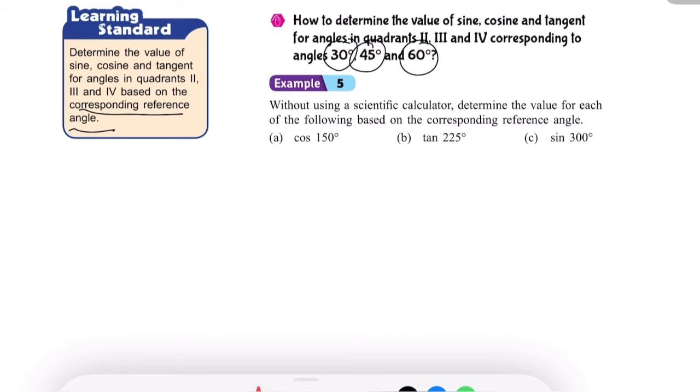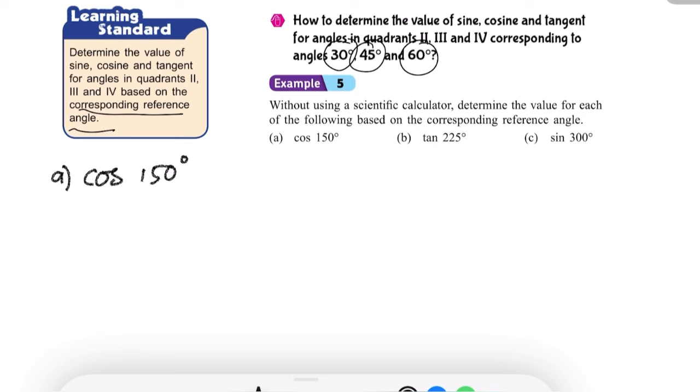To determine the value of sine, cosine, and tangent for angles in quadrant 2, 3, and 4 corresponding to angle 30, 45, and 60 degree. So let's have a look at A. So in A, I have cos 150 degree.